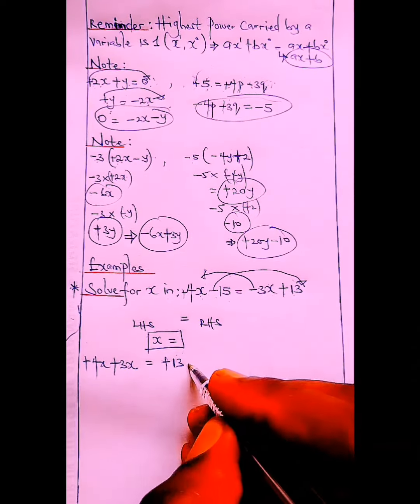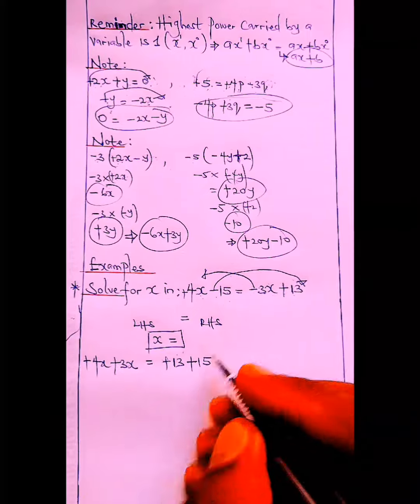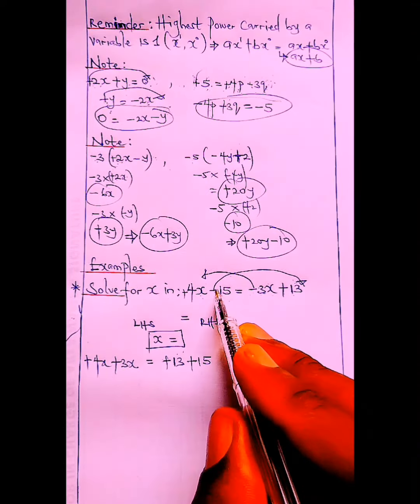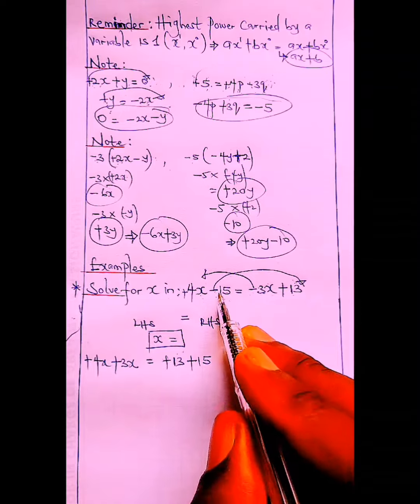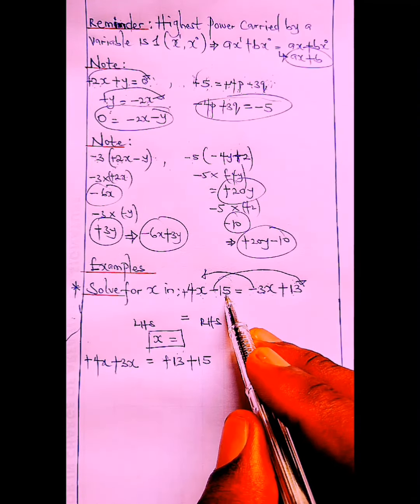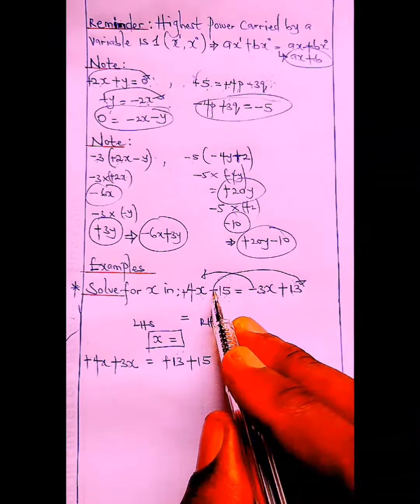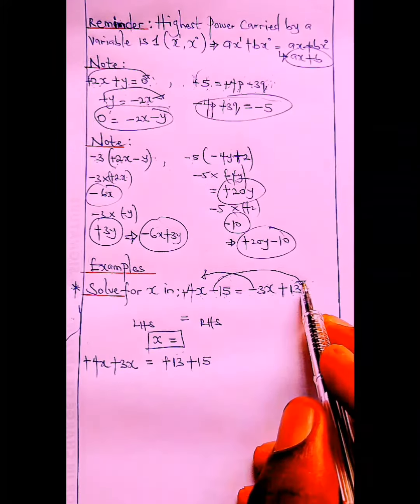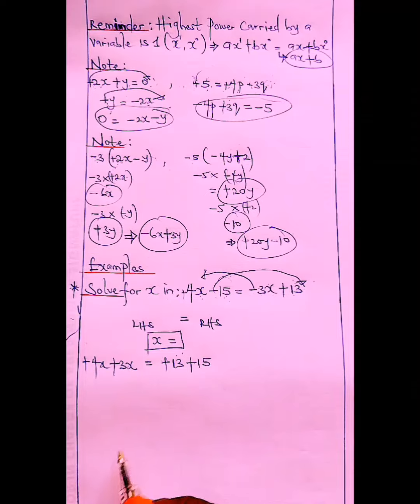So it crosses, it becomes plus 15. Don't forget that when a quantity crosses the equality sign, it changes the sign it carries. Just like a person in Nigeria that goes to another country changes the naira to the currency of that very country. So minus 15 crosses and changes the sign. So what's the next thing you're going to do now?